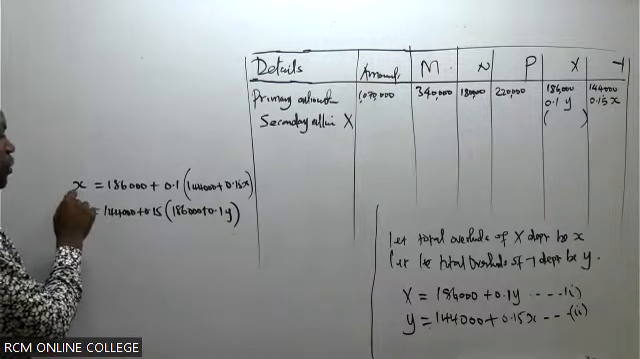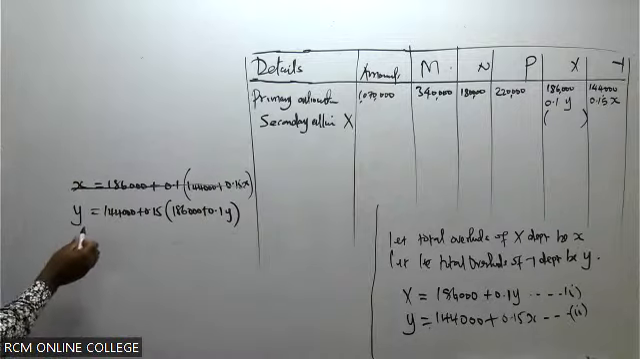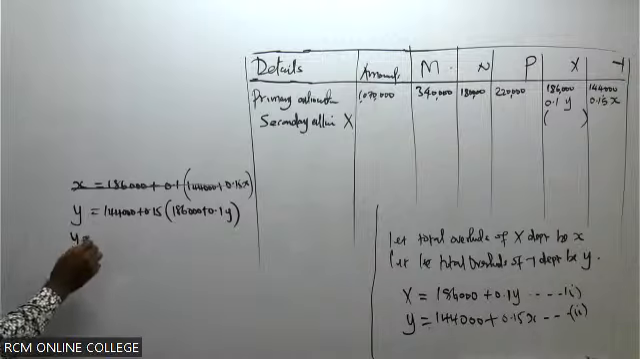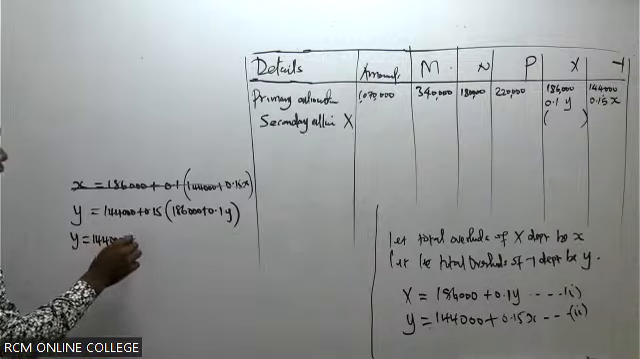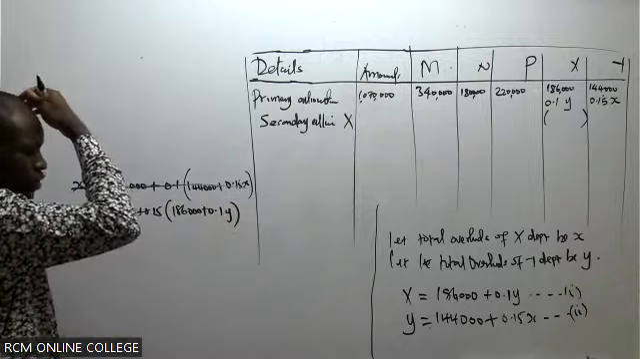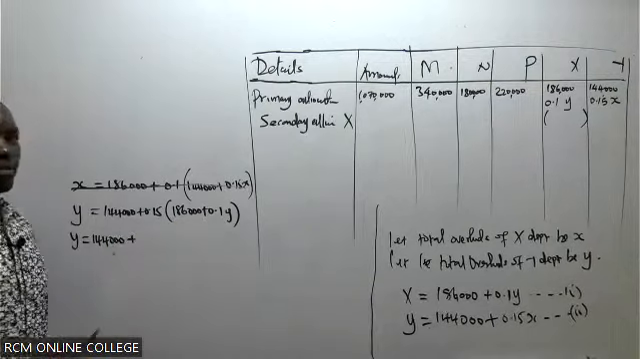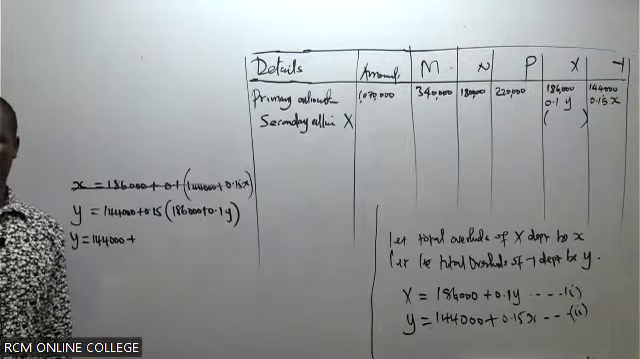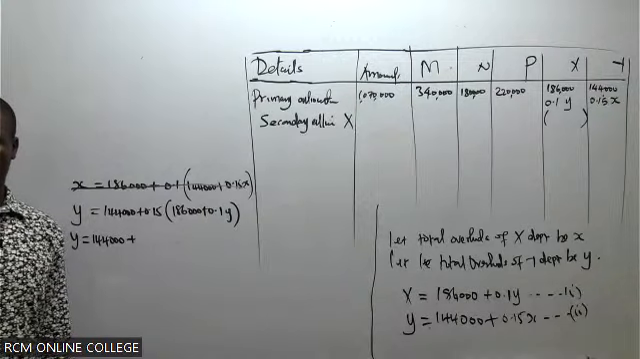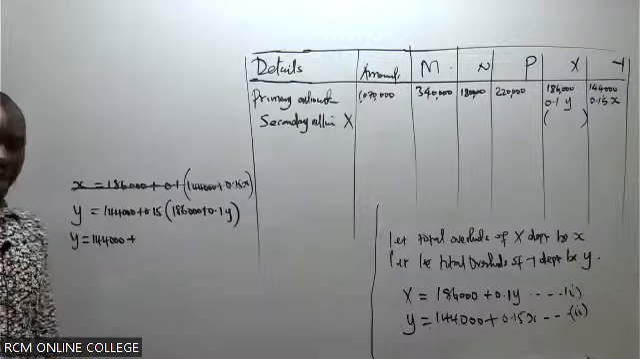So let's say we want to pick this one here. So I have Y is equal to 144,000 plus 0.15. We have to place this in brackets. So take 0.15 by 186,000. What will you have? 0.15 by 186,000 is 27,900.